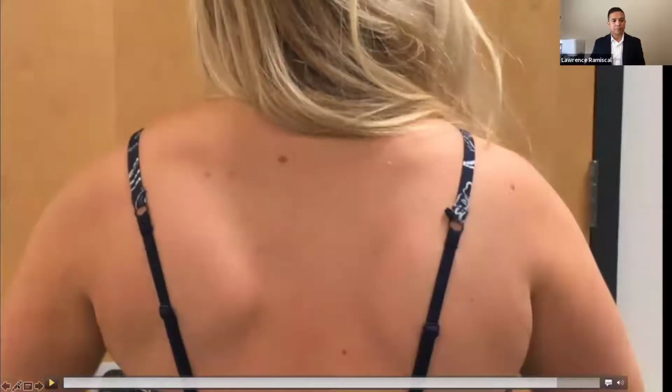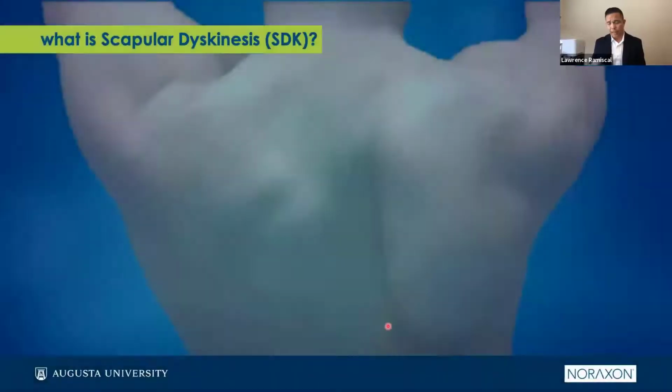I'm sure if you paid attention, most of you have seen something a little funky going on on the left side of the shoulder and scapula, and a little bit on the right side as well, in and out. But what you have just witnessed is a movement phenomenon called scapular dyskinesis. So what is it?